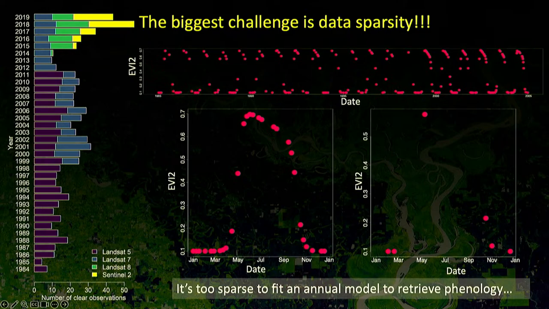The x-axis is the number of clear observations, meaning the observations we can use in a year, and the y-axis is the year. You can tell that in the 80s and 90s, we have on average maybe 10 points for a year. Then in 1999 it adds up a little because we have Landsat 7. Then in 2012, Landsat 5 retired, so again you're back to around 10. And then in 2015, we have Sentinel 2 and Landsat 8. So the biggest challenge is actually in the 80s and 90s.